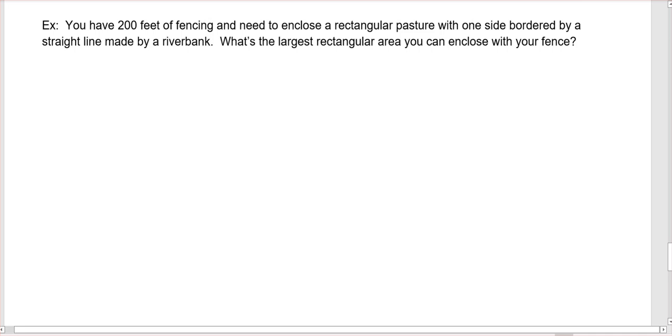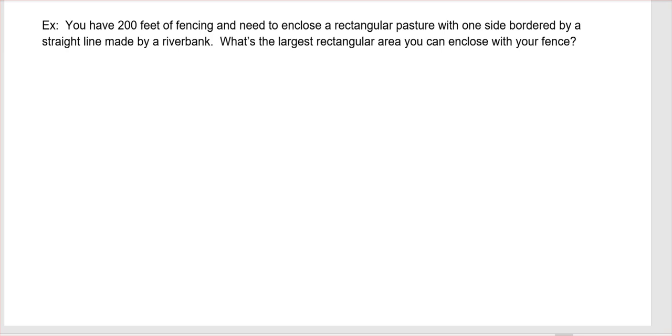So we've got 200 feet of fencing, and we need to enclose a rectangular pasture with one side bordered by a straight line made by a riverbank. What is the largest rectangular area that we can enclose with our fence? Okay, so this is a typical problem. We see this kind of thing a lot. We want to draw a picture first.